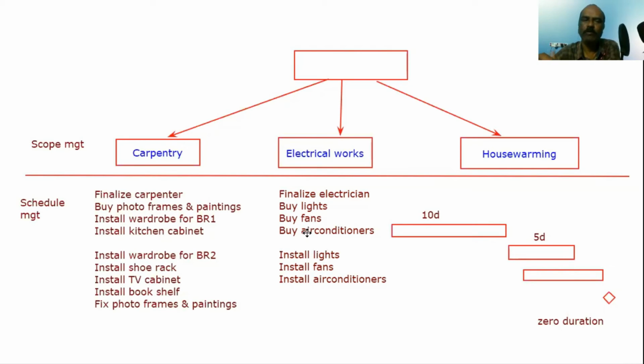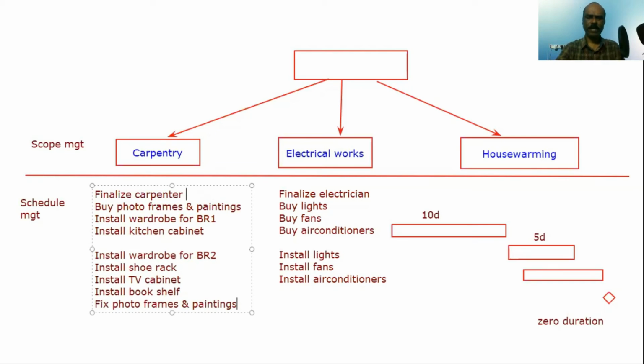First step, coming up with a list of activities, just whatever comes to your mind, start writing it down. And the second step, put them in the right sequence. Which has to be done first, which has to be done second, put them in the right sequence. So what is the third step? In the third step, for each of these activities, we need to estimate how much time it will take. Finalize the carpenter, how long is it going to take? Right? We need to decide.